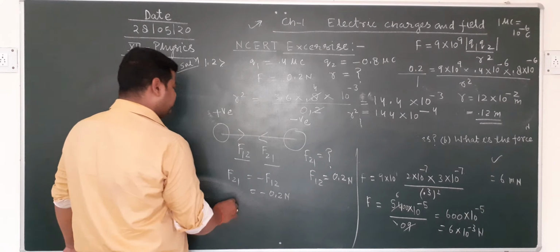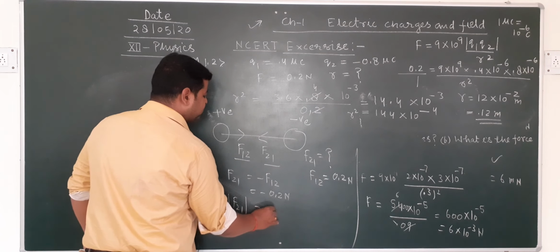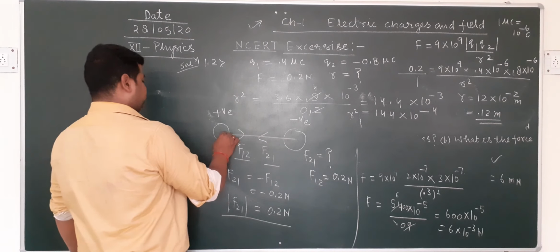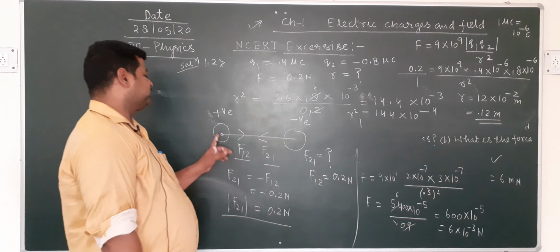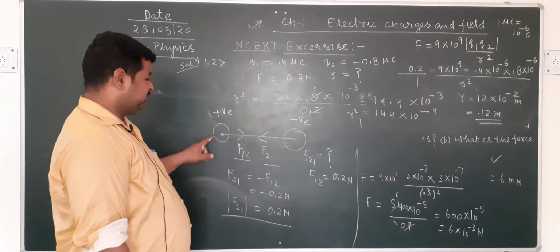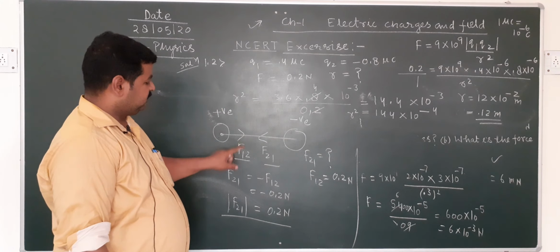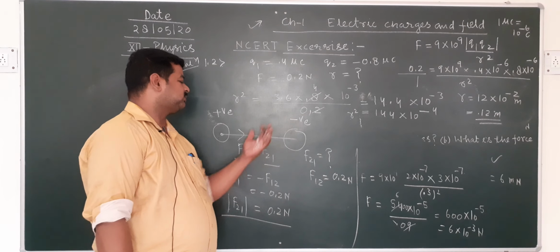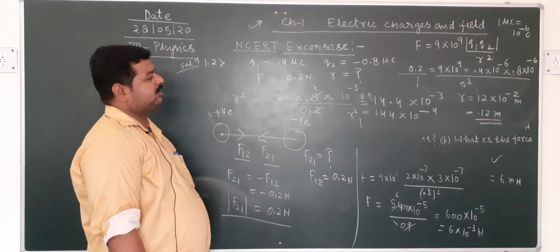If we take the magnitude of this force, then we get the answer 0.2 Newton. So equal amounts of force apply on both spheres. Clear? Means the force on this sphere is 0.2 Newton, so the force on the second sphere is also 0.2 Newton. So this is the answer of the second part of the problem.